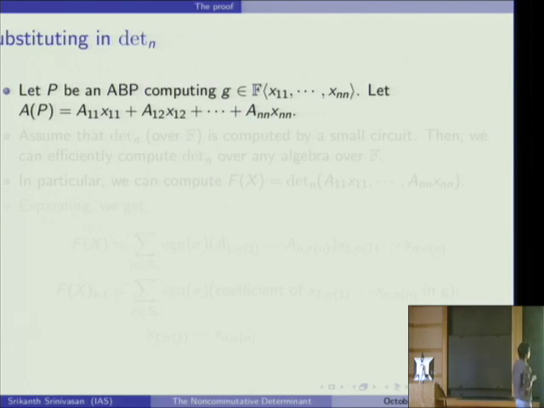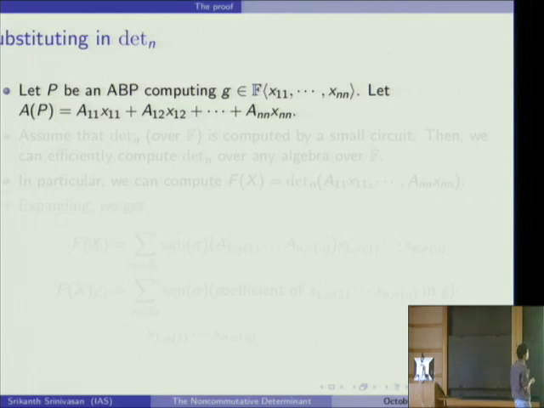So let's assume for now that P is some ABP which computes some polynomial G in our n variables that come from a matrix. Remember that our determinant was actually a polynomial in these variables, and now this ABP is computing some polynomial G over the same variables. Let's say that the adjacency matrix of P is this creature we have just factored out. These are all matrices that contain only field elements.